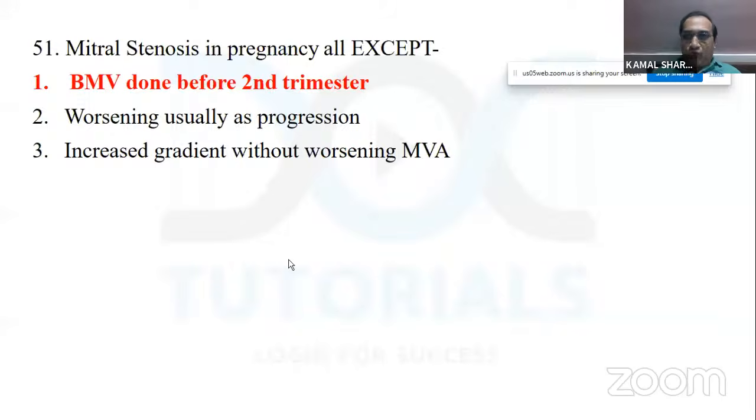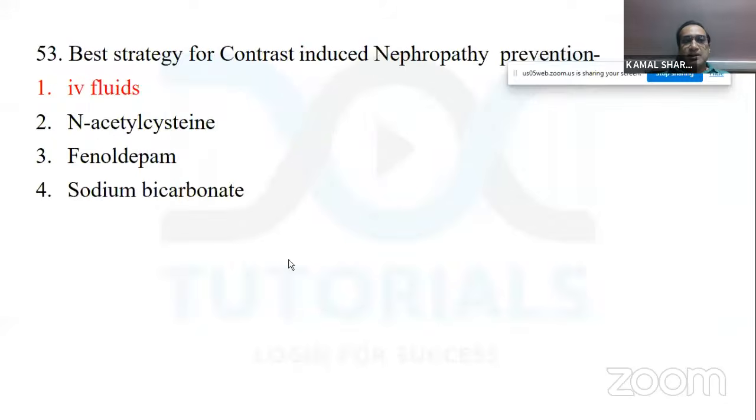You don't do it before. You do it at the end of, or usually the middle of the, beyond 20 or 24 weeks is when you plan a balloon mitral valvotomy. So that option was straightforward. Most of you got it right. That's the answer for this question.